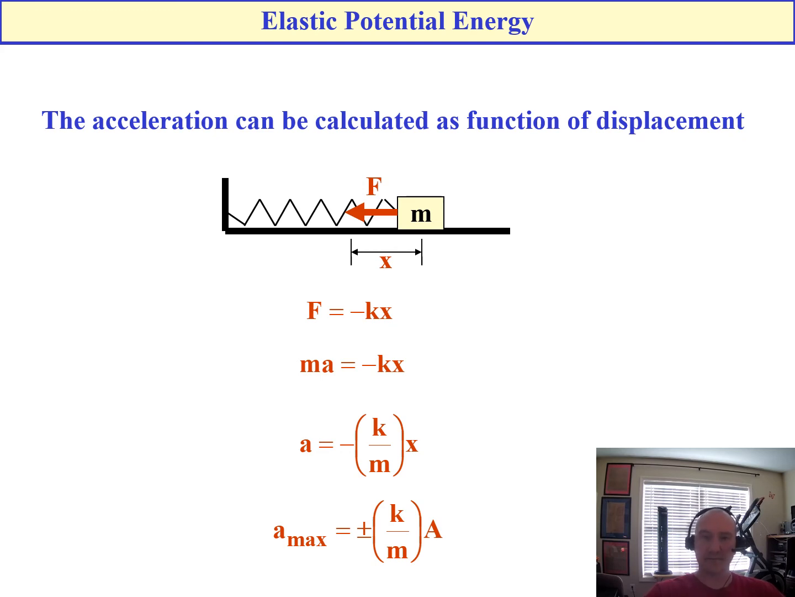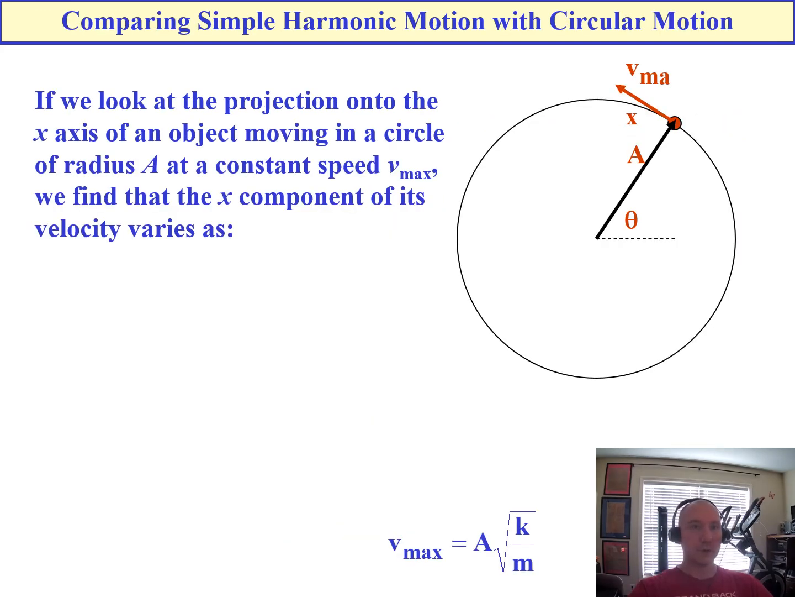Okay, so now that we've talked about simple harmonic motion, let's look at this scenario right here, because what I want to show you is this Vmax equals a square root of k over m. So that is modeled by simple harmonic motion. Now I want to look at the motion of an object that's moving in a circle. So if we look at the projection onto the x-axis of an object moving in a circle of radius a at a constant speed of Vmax, find the x component of its velocity as it varies.